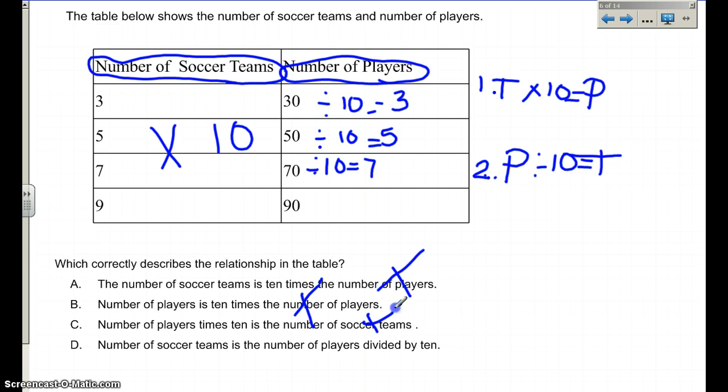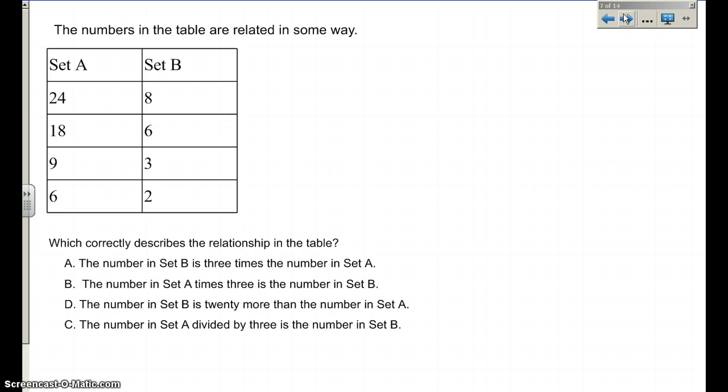Okay, now we're going to look at D. The number of soccer teams is, so teams is or equals the number of players divided by 10. Look, I have an answer that matches one of the sentences that I wrote. So the correct answer is choice D. Okay, now we've got that done, we're going to move to our next table.